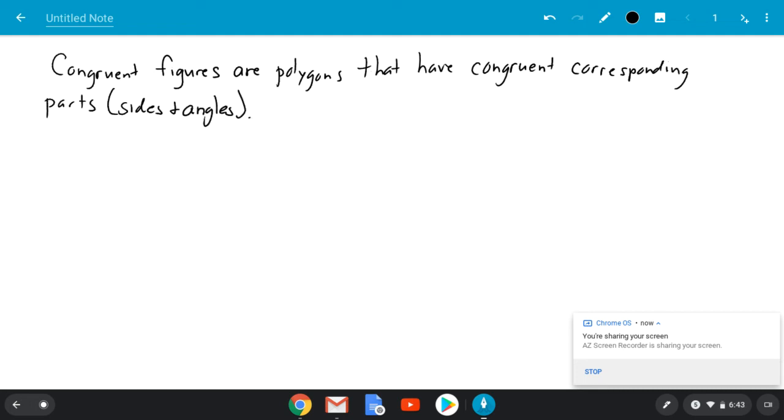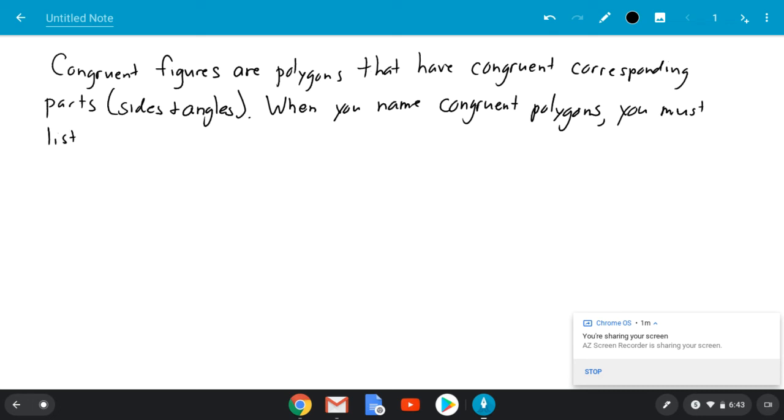What also is important is when you name congruent polygons, you must list corresponding vertices in the same order. So let's look at an example of what we mean here.